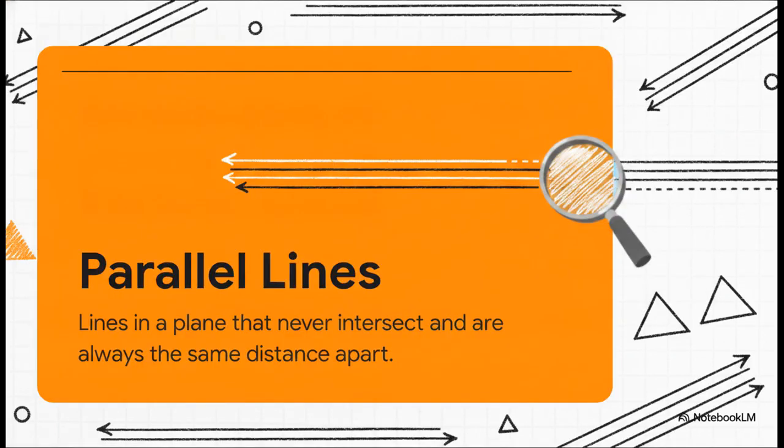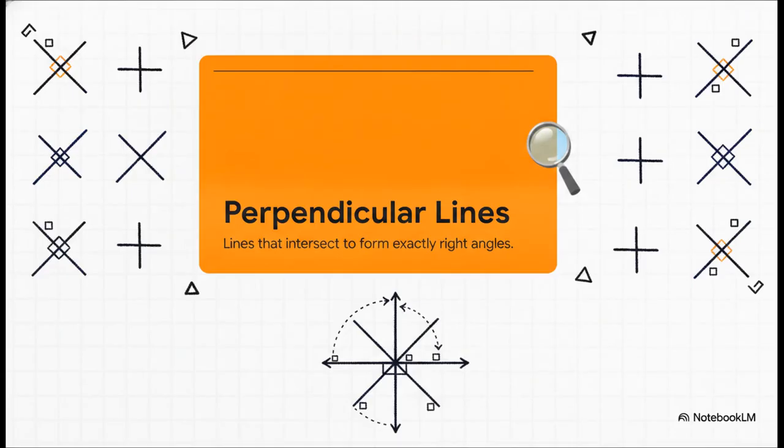So the big question is, what happens when we place lines together in a plane? Well, that brings us to parallel lines. These are lines that never ever intersect, and they are always the exact same distance apart. Honestly, no matter how far they extend into infinity, there's just no way they'll ever cross paths. Now, on the flip side, we have perpendicular lines. These are lines that intersect in a very, very specific way. They cross each other to form exactly right angles, or perfect 90-degree angles.